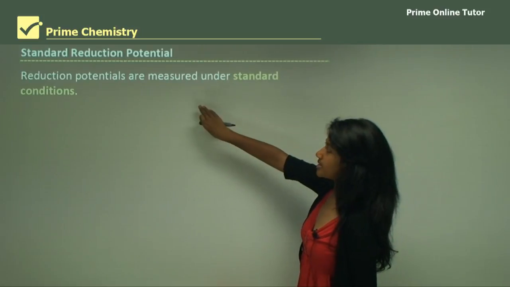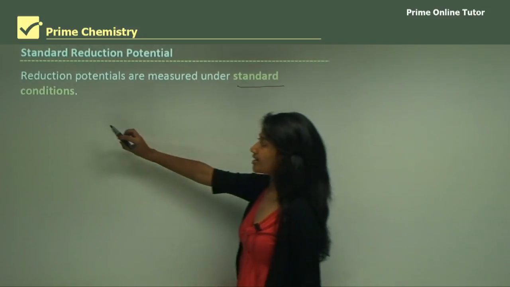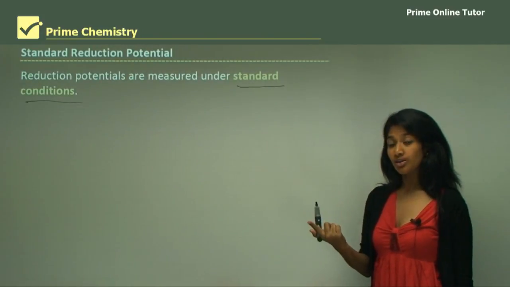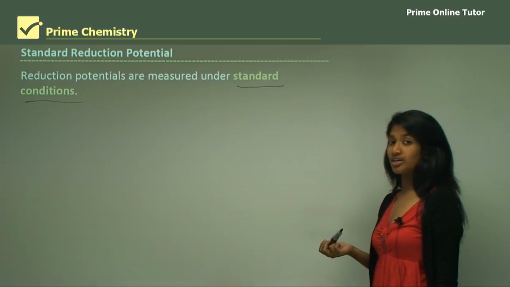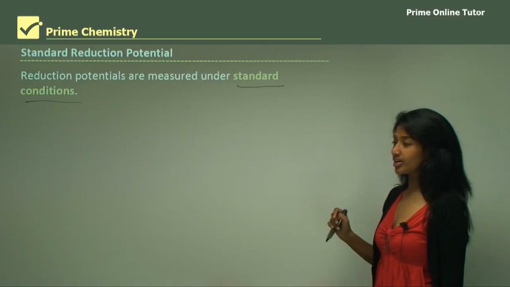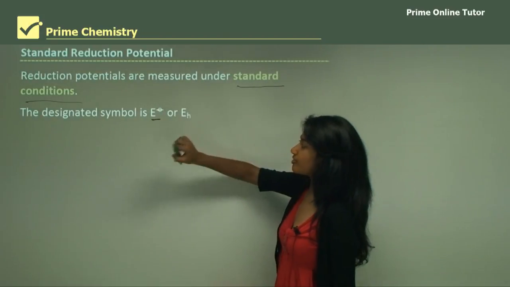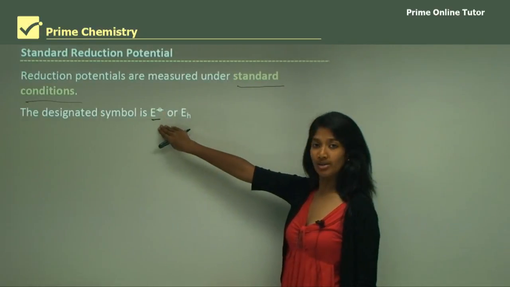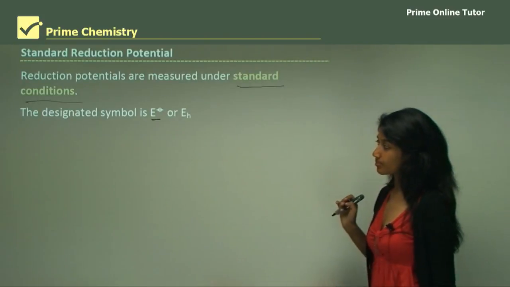With the reduction potentials, they're measured under standard conditions. And as you can remember before, we use 1 atm, 25 degrees Celsius, and also 1 mole per liter concentration of the hydrogen ions. And those are the conditions. And the designated symbol for EMF is this, or EH. But this is much more commonly used, and you will see it more in HSC papers than these.